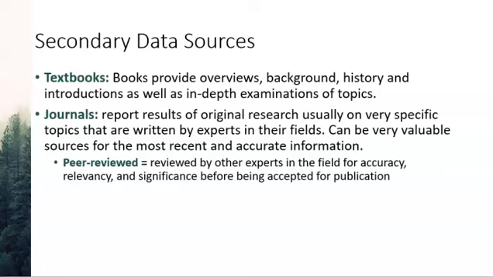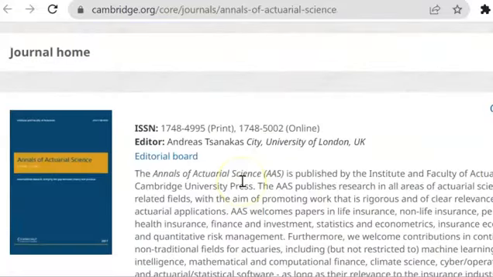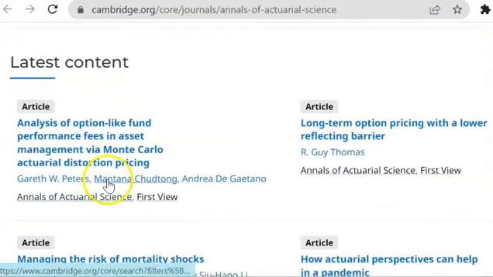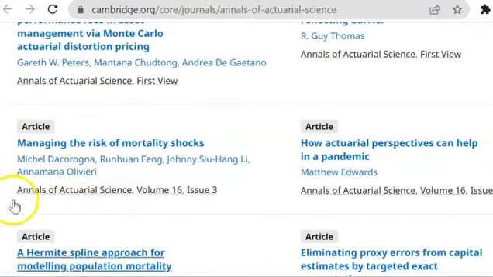Earlier in the course, I did provide you a link to a journal article that I worked on that was published in the Annals of Actuarial Science. That's an example of a peer-reviewed journal. Here's the journal it was published in, and you can read a variety of articles. Here's just some of the examples that you can click on and read if you have access.